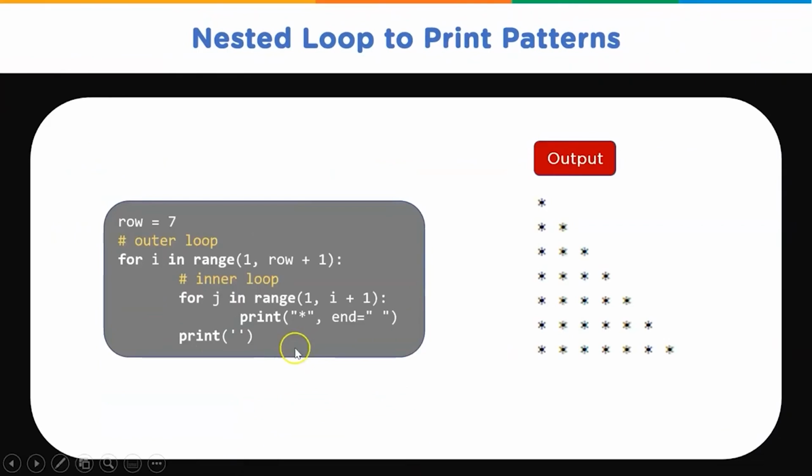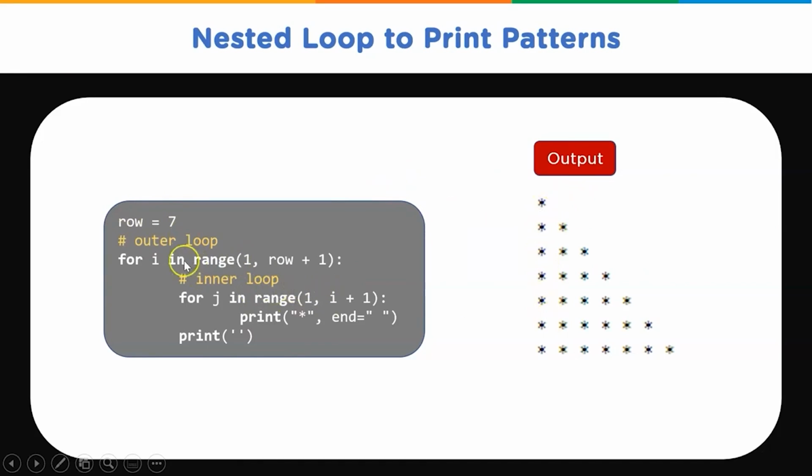So in the code here, we have used two for loops to get our right angle triangle containing asterisks or stars. So we have declared row equal to 7, which means we need 7 rows to be printed. You can count it here. These are 7 rows.